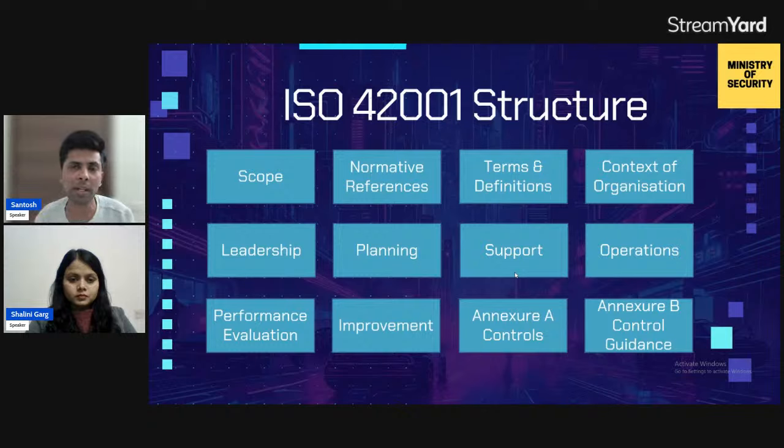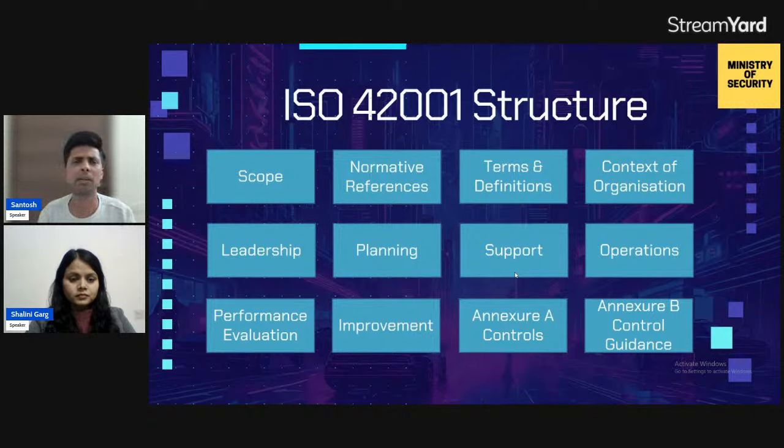Suppose tomorrow your organization decides to go for an ISO 42001 certification, it's mandatory that you need to apply both clauses and controls. Controls, sometimes when you're applying for a certification, need not be all controls; all the 40 controls of 42001 might not be applicable to you. So controls, you can pick and choose as per your requirement, but clauses will become mandatory in case your organization wants to pursue ISO 42001 certification.